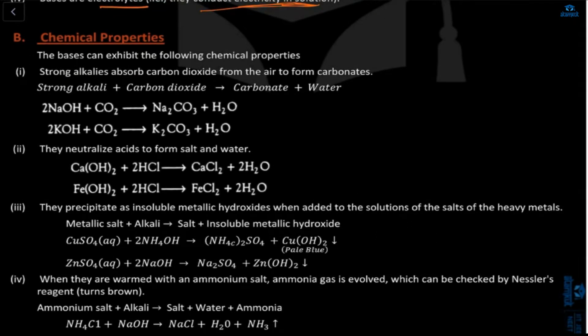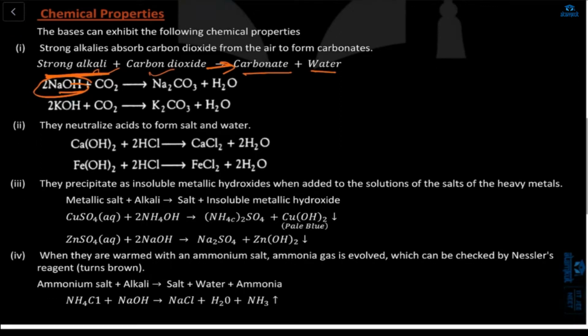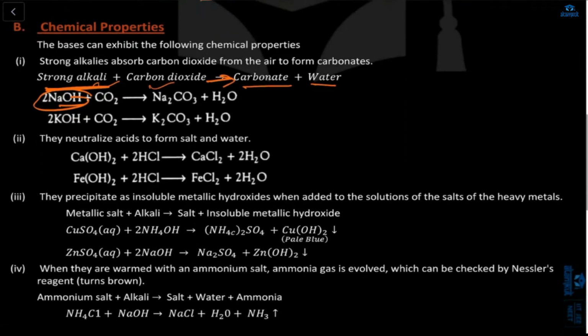See here, what is the strong alkali? Means 2NaOH, NaOH only. This is the balanced chemical equation. Strong alkali plus carbon dioxide will give us the carbonate and water. Now these chemical properties you have to memorize, or you have to practice them. We'll take the example of sodium hydroxide, NaOH. If it's added with carbon dioxide, it will form a carbonate, means Na2CO3, and water.